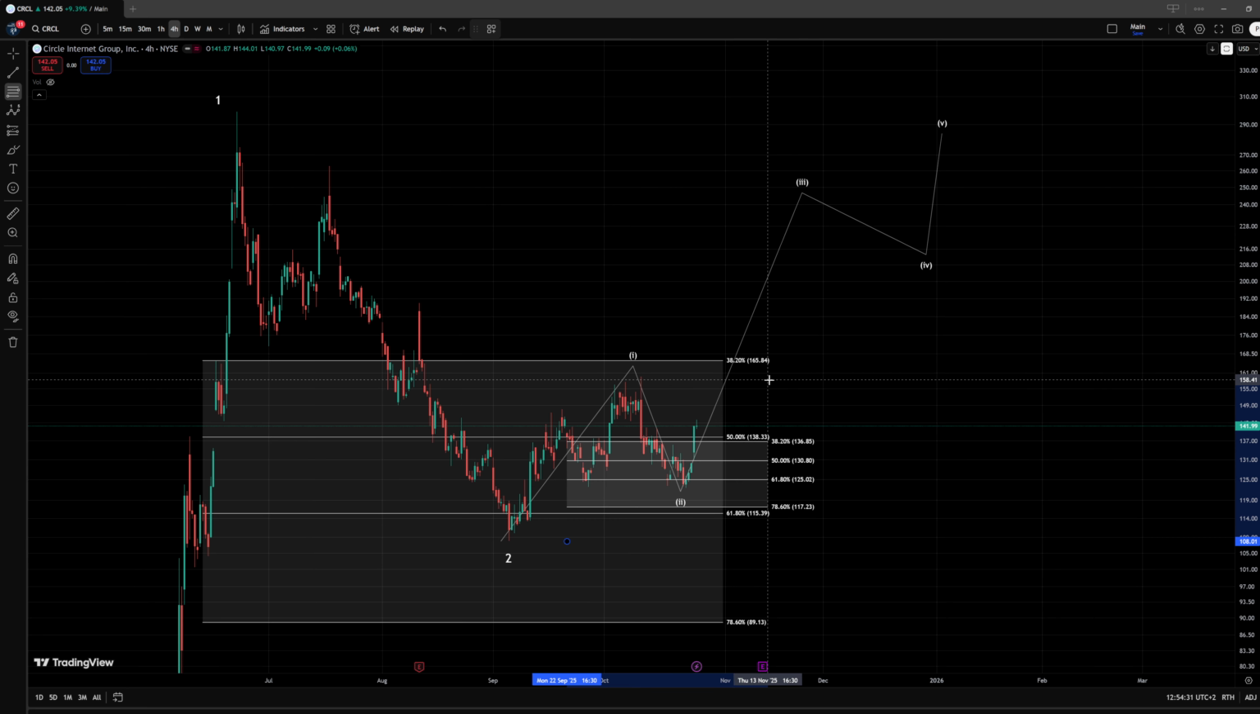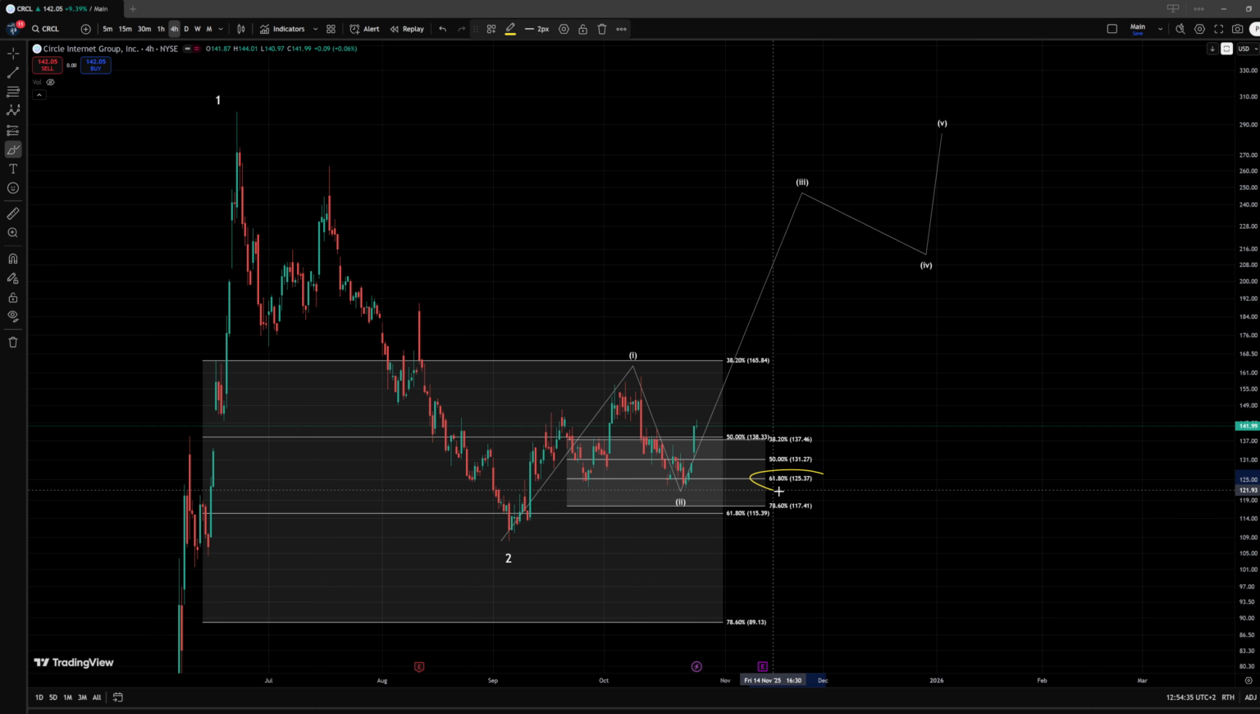We could also draw here a smaller time frame support zone. We so far got to the 61.8% retracement, and we have support in the area between the $137.5 level all the way down to the $117 level at the 78.6% retracement.